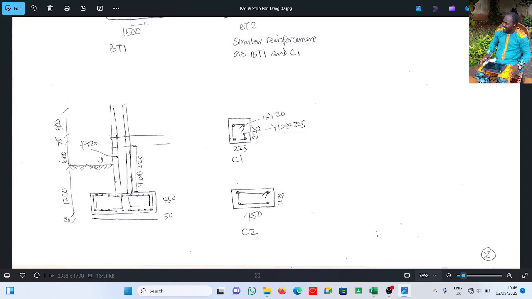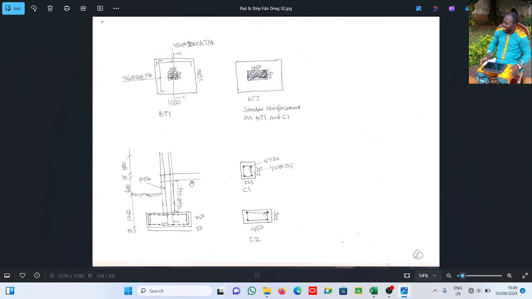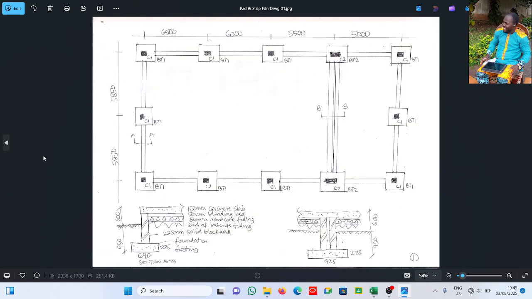These are reinforcements. This is 4Y20. The stirrup is Y10 at 225 center to center. Now this is the ground level, and this is the depth of the pit, the column foundation. It is 1250. If you add blinding, it becomes 1300. So basically this is what we'll be looking at in this particular tutorial.